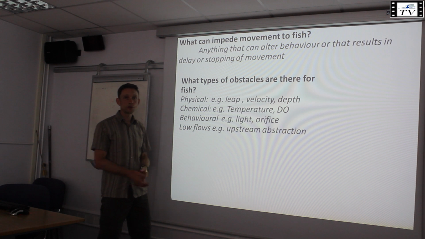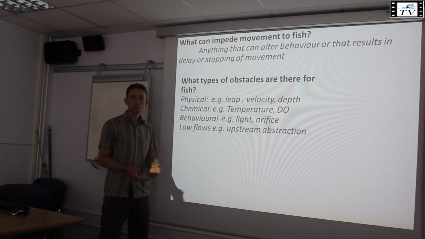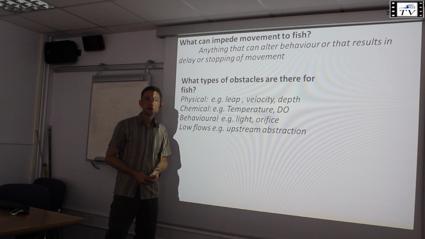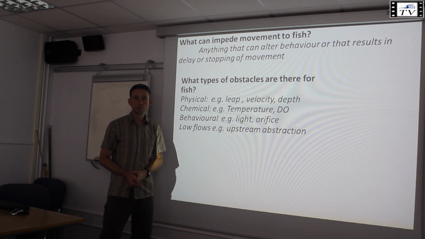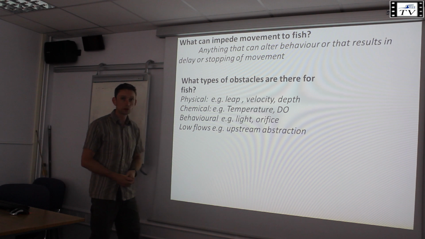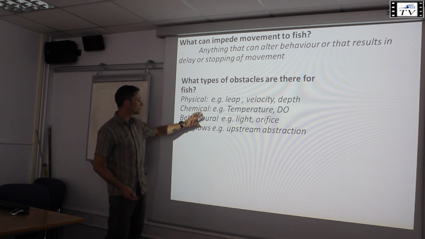A temperature barrier: if water temperatures increase locally, it can be a problem. If water temperature is very low, fish can't swim as efficiently. Dissolved oxygen is related to temperature, and that can be a barrier too if you have a water quality issue.